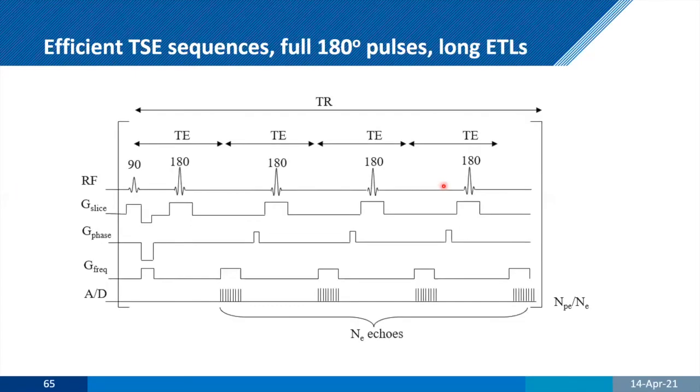So in terms of sequences, we tend to use turbo spin echo sequences simply because they're high efficiency. We don't have to worry about SAR. T2 is relatively long compared to T1 at higher field.